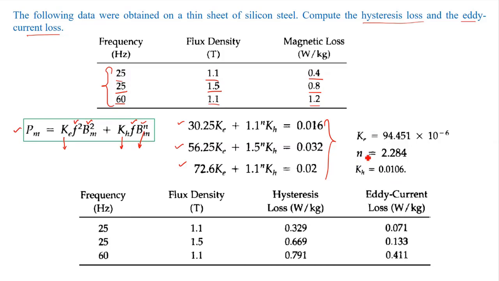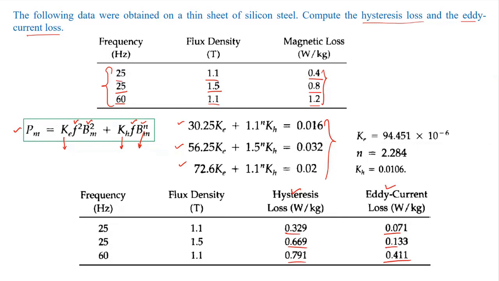Now just substituting these parameters, for different frequency and different flux density, I can find the hysteresis loss and eddy current loss, right? If I add these up, I find the total magnetic loss, which is equal to this 0.4, 0.8 and 1.2.